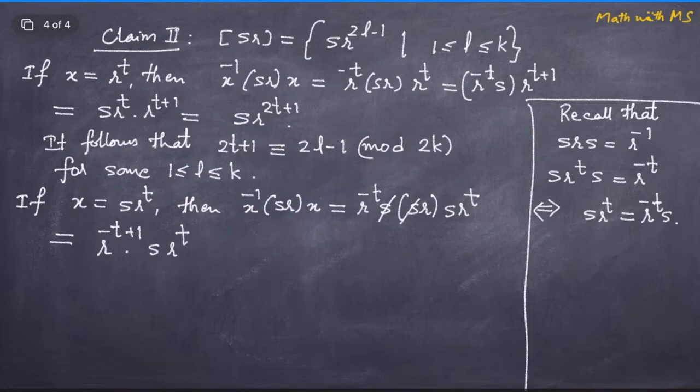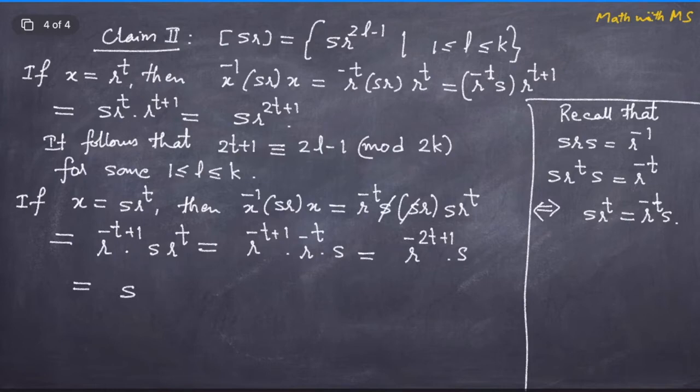Again use the relation that I have written on the right hand side. This is the same as r to the power minus t plus 1 into r to the power minus t into s. This takes the shape r to the power minus 2t plus 1 times s. You can use that relation again and write it in the form s times the negative of the power of r, s times r to the power of 2t minus 1.